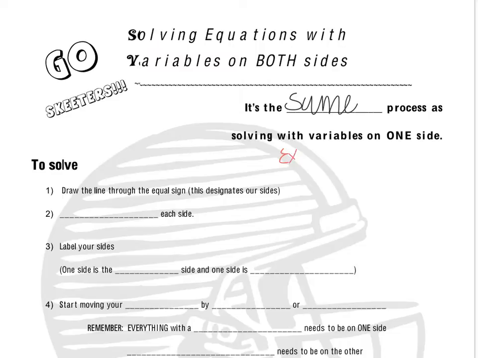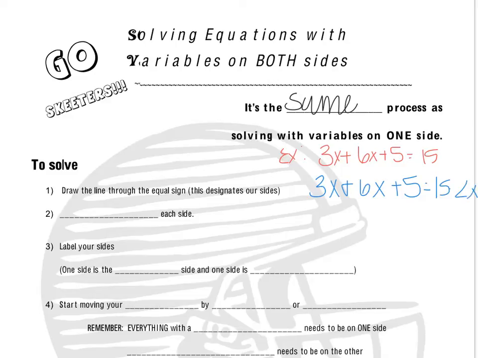Our problems looked like this. It was like 3x plus 6x plus 5 equals 15. Now our problems are going to look like this: 3x plus 6x plus 5 equals 15 minus 2x. So this time there's letters on both sides of the equation, but it doesn't change the way we work the problem. So we're going to go through the steps again just to review.